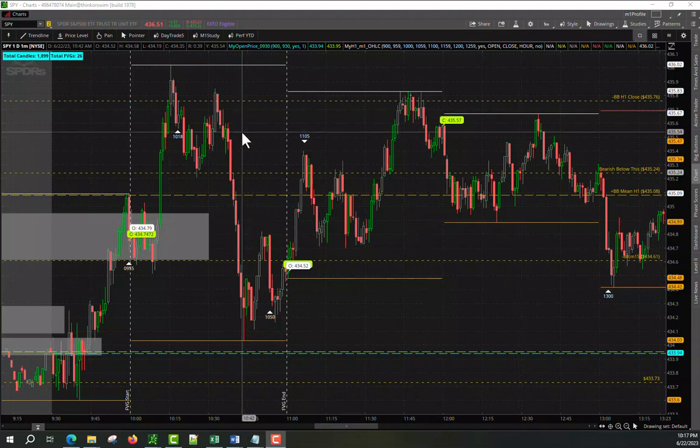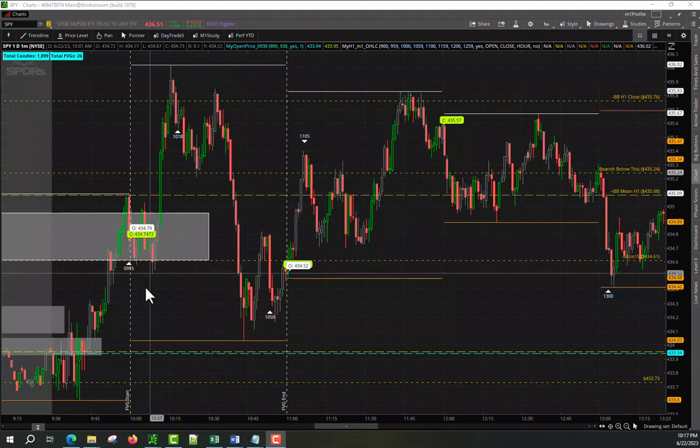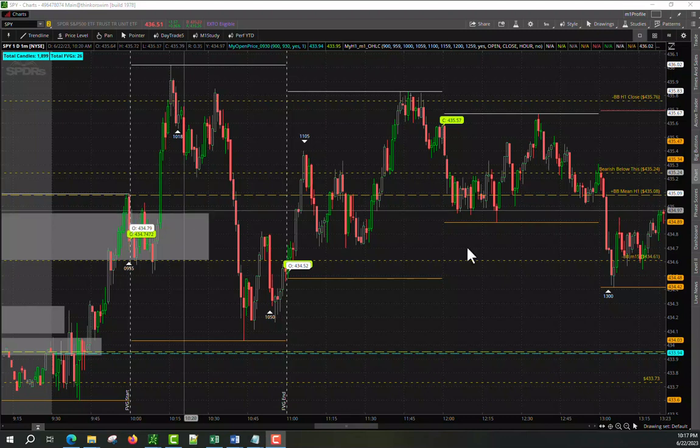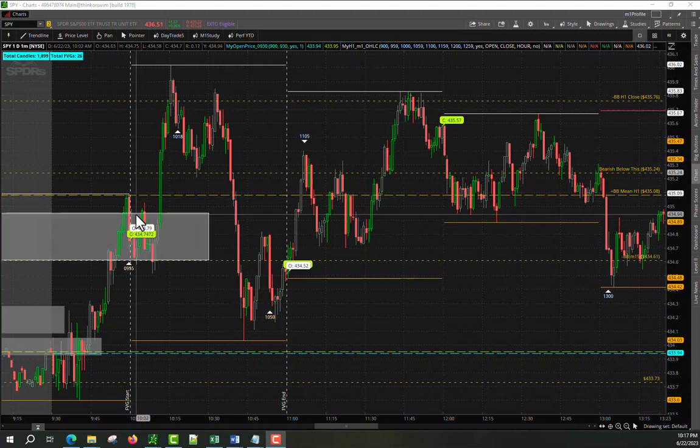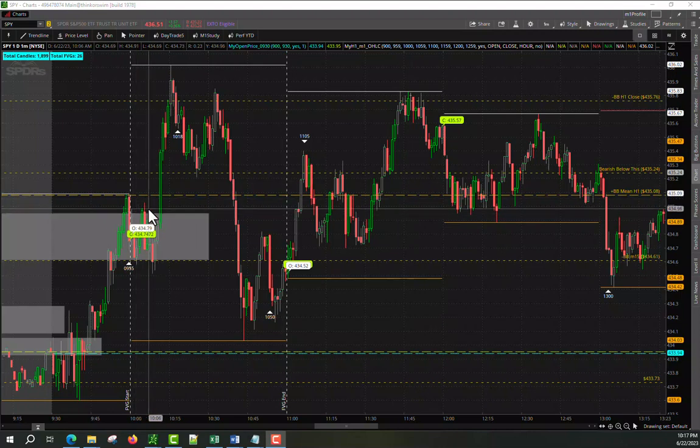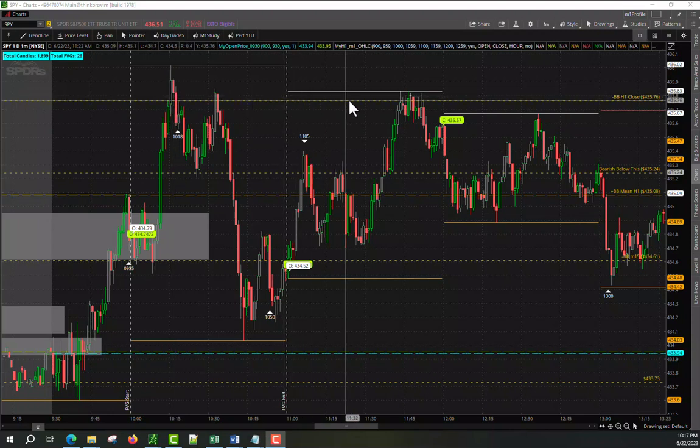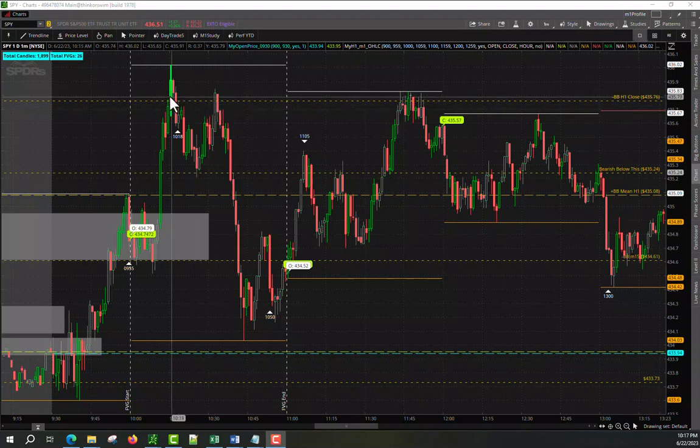Basically, this morning we took a short trade right here, based on a 15-minute time frame level. It didn't work out for us. It went to another level, which is another higher time frame, this one being the 1 hour time frame.